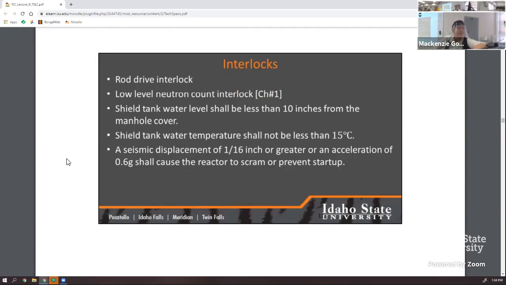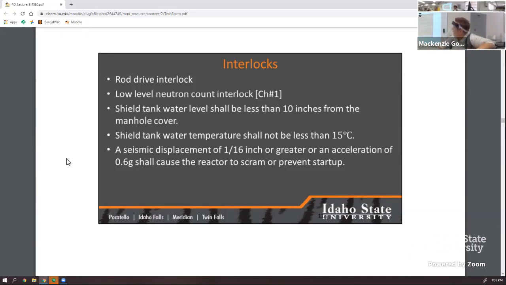Then there are some interlocks where you can't move control rods or turn on the reactor until certain conditions are met, right? So your rod drive, you've got interlocks so that you can't insert more than one control rod at a time, right? Only one rod at a time goes in. We don't have banks. Some reactors have control rod banks. Every one of our control rods moves independently, okay? So there's an interlock to prevent you from grabbing the up switch on one and the up switch on another and pushing them both up and having them both move, right?